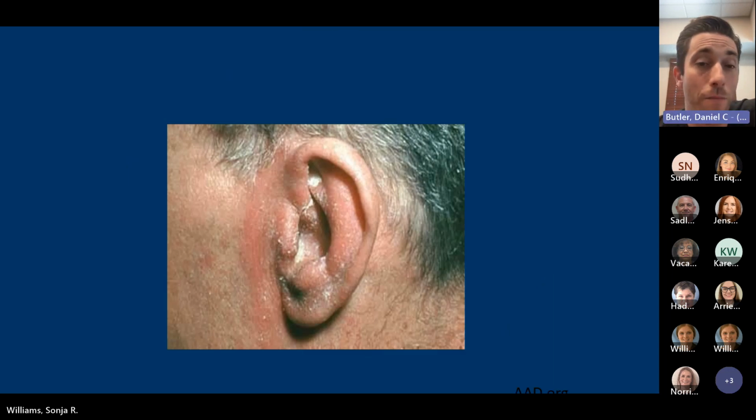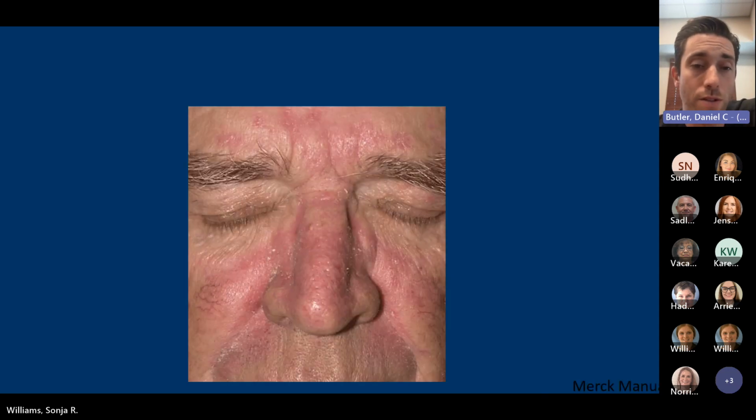Here's another case of a very common itchy rash in older adults. I'm showing it in abnormal places where you may not traditionally see it. Next slide. This is around the ears. You're seeing a thin scale. And then on the face, the same rash along the glabella and the nasolabial folds. You also see these thin erythematous plaques with overlying scale.